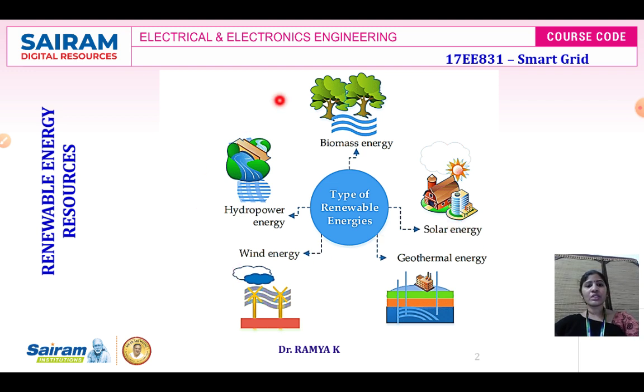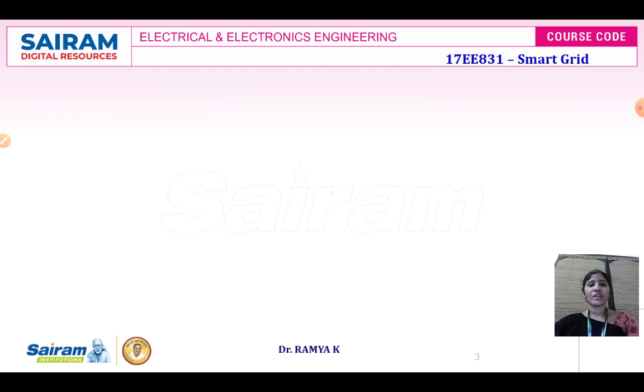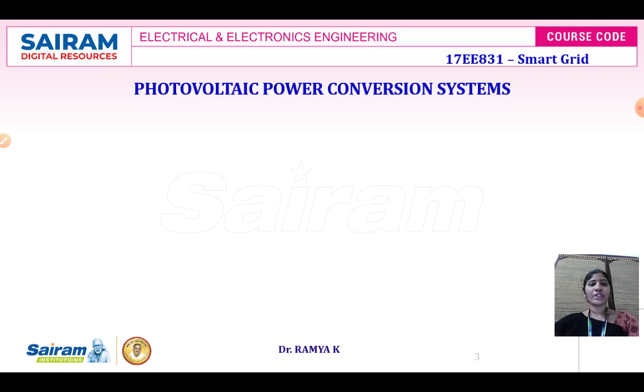So among these different renewable energy resources, the primary resource is solar energy. We will see how far the energy can be generated and what is the amount of energy coming out from the solar. All these things will be discussed in detail. First one, photovoltaic conversion system.